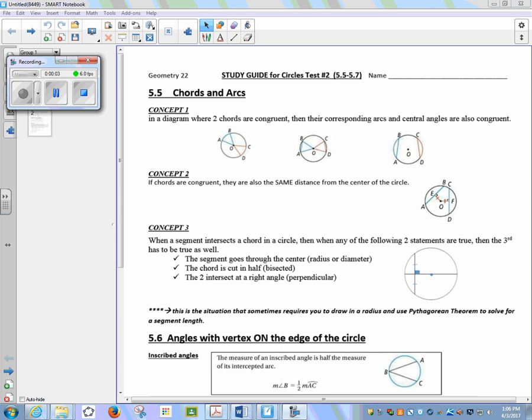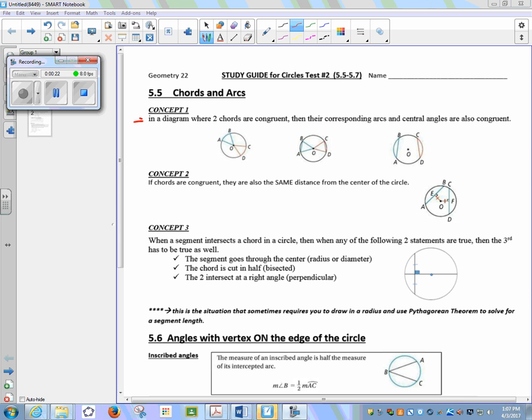Okay, so we're just going to review for the second circles test, which covers 5.5 through 5.7 for Geometry 22 and 5.5 through 5.8 for Geometry 21. So 5.5 was called chords and arcs, and there were basically three concepts here.